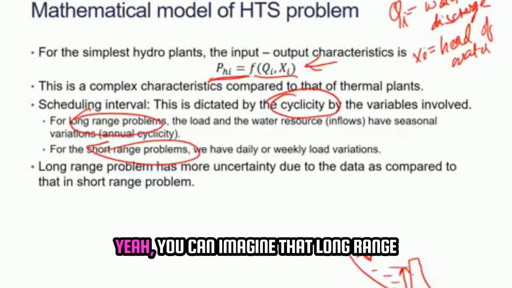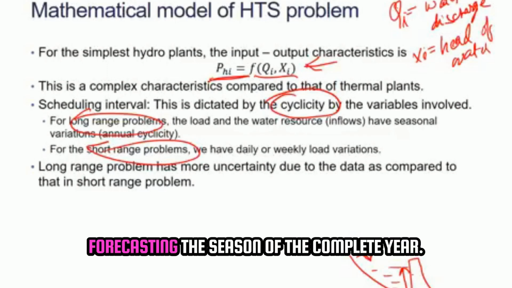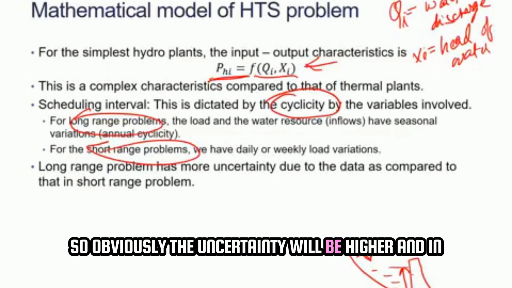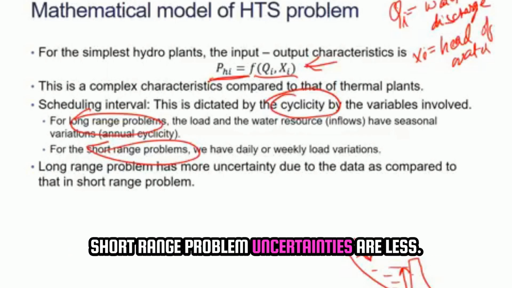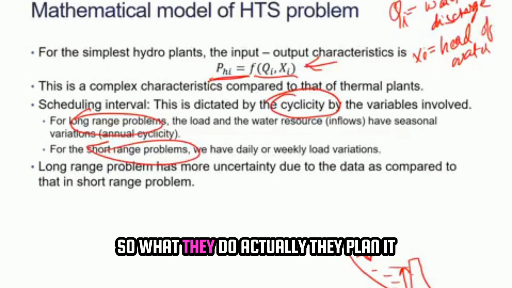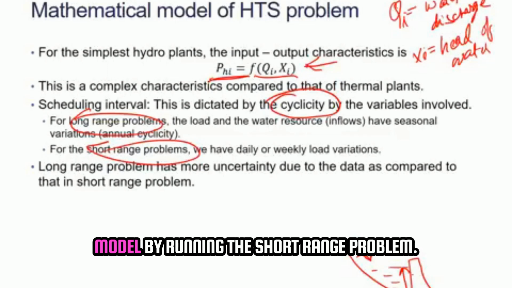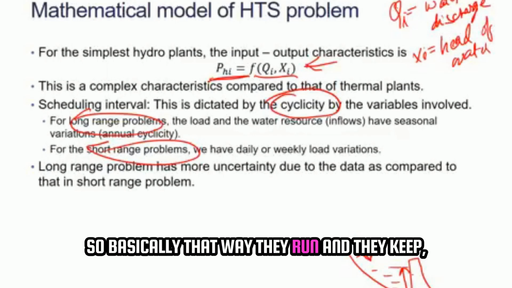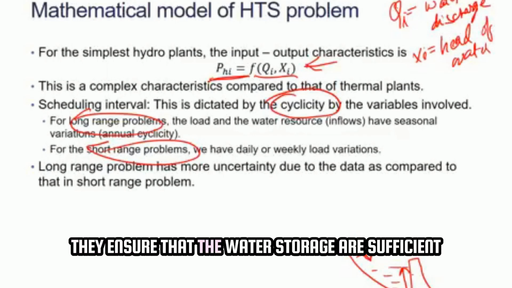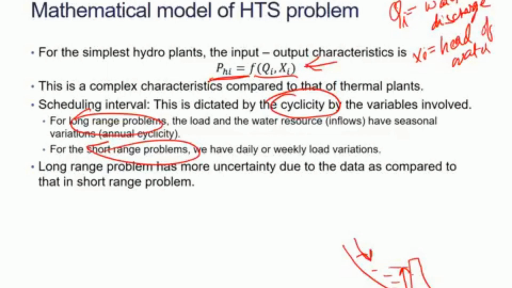You can imagine that in the long range problem you are forecasting the season for the complete year, so the uncertainty will be higher, and in the short range problem uncertainties are less. So they plan for the complete year, and they fine tune their model by running the short range problems. That way they ensure that the water storage is sufficient for the power generation.